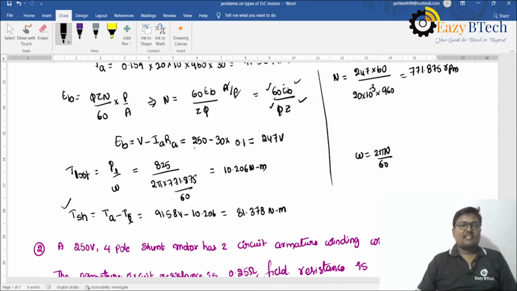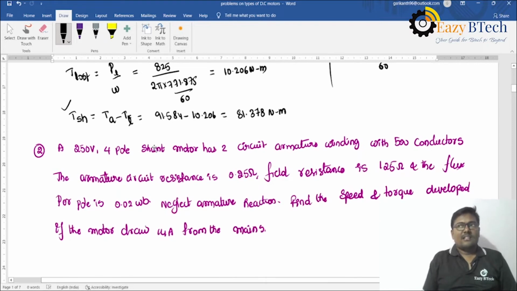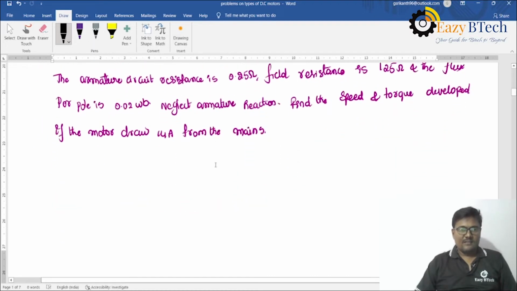IB is calculated with the help of this equation: V minus IARA. And finally, lost torque is lost power divided by omega, where omega is equal to 2 pi n by 60. And finally, shaft torque is equal to TA minus TL.